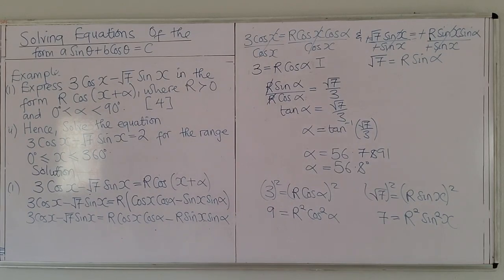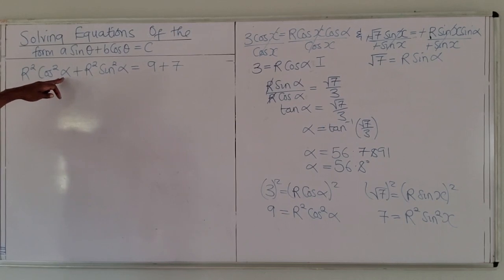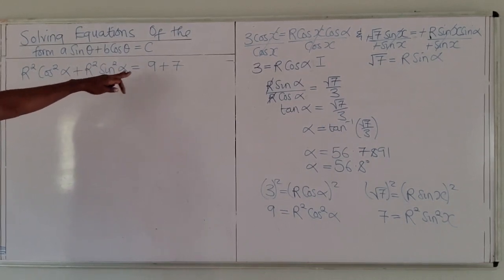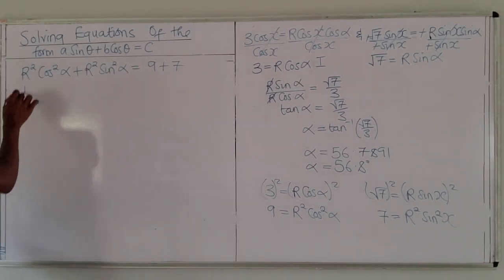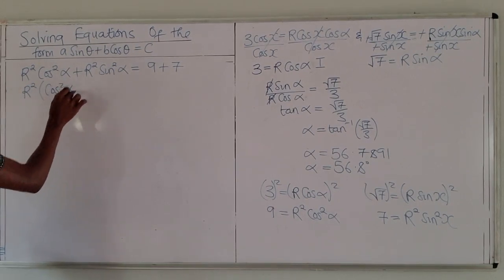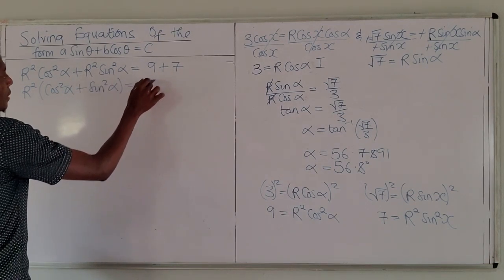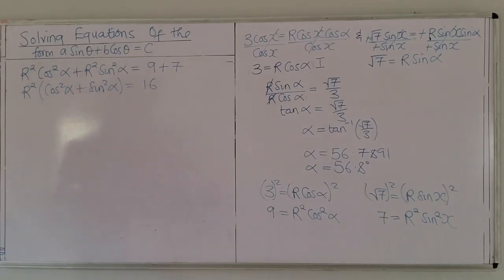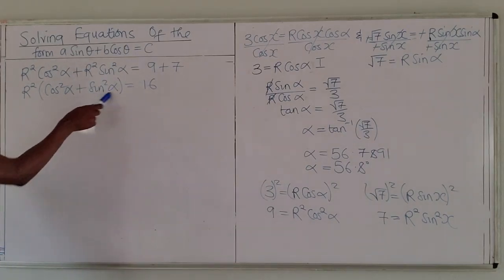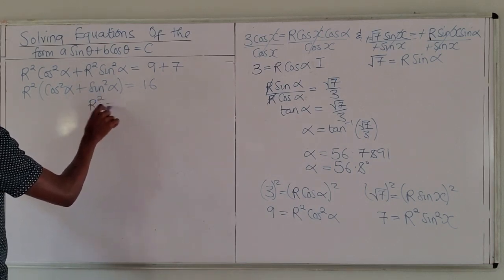Having done this, then we add equation 1 and equation 2, of which we get r squared cos squared alpha plus r squared sine squared alpha is equal to 9 plus 7. So we factor out r squared, remain with cos squared alpha plus sine squared alpha is equal to 16. This is a trig identity, which is equivalent to 1. 1 times r squared is r squared is equal to 16.